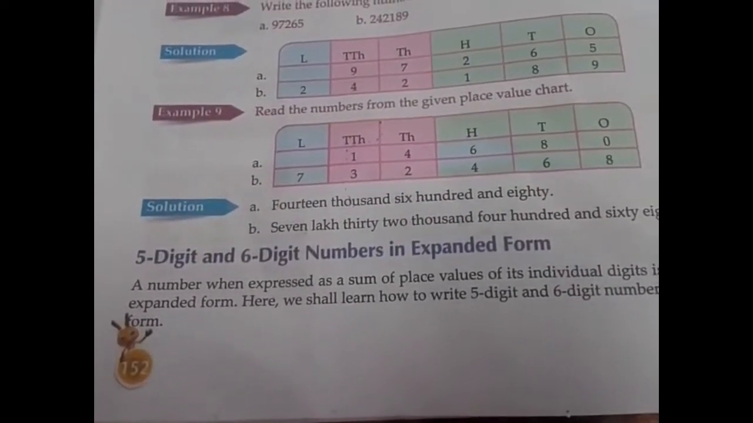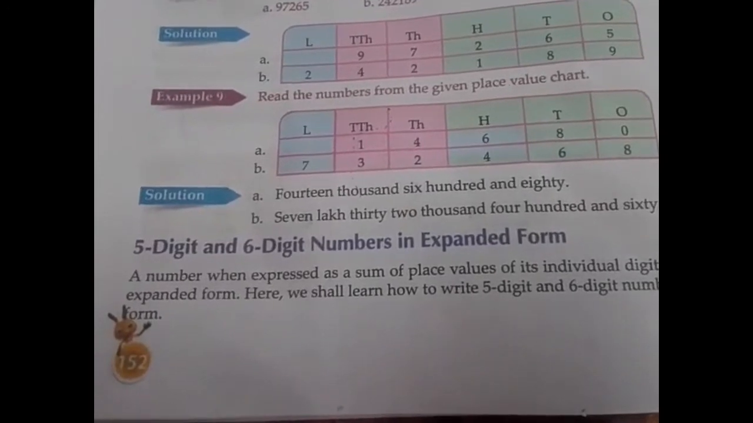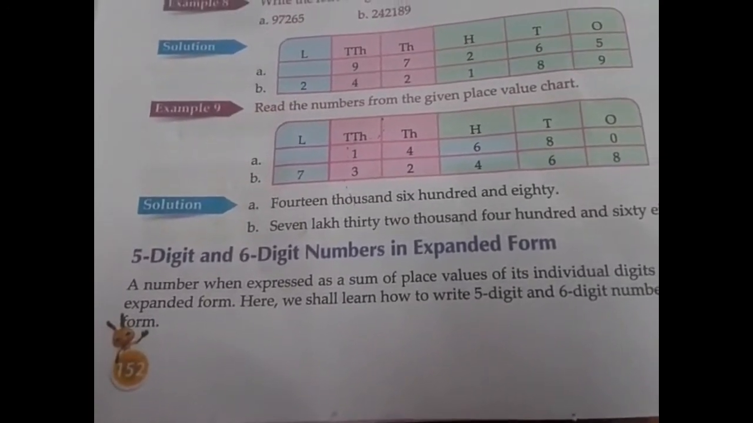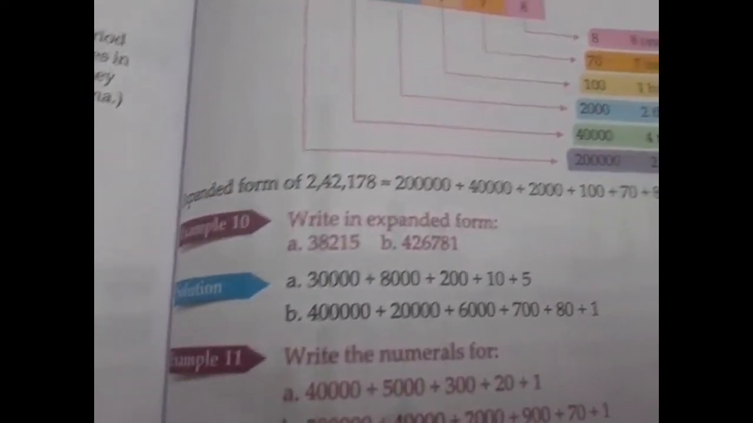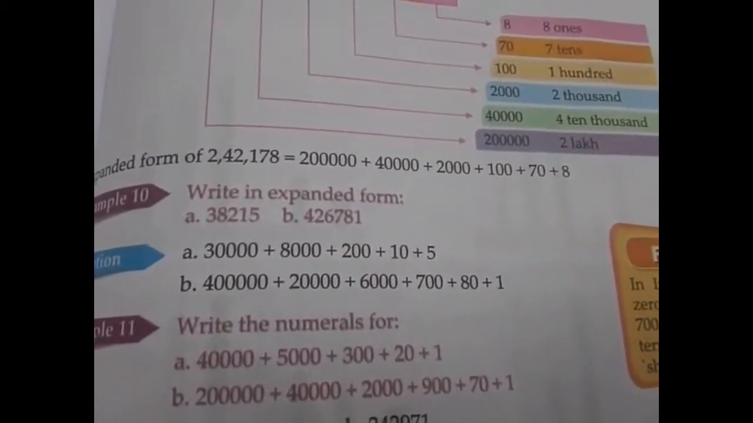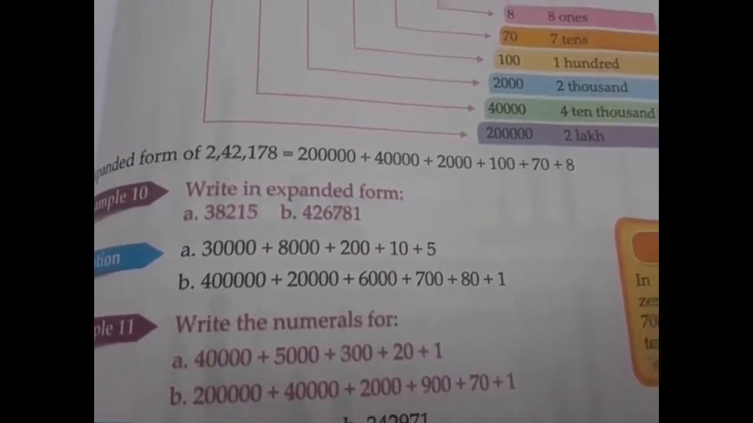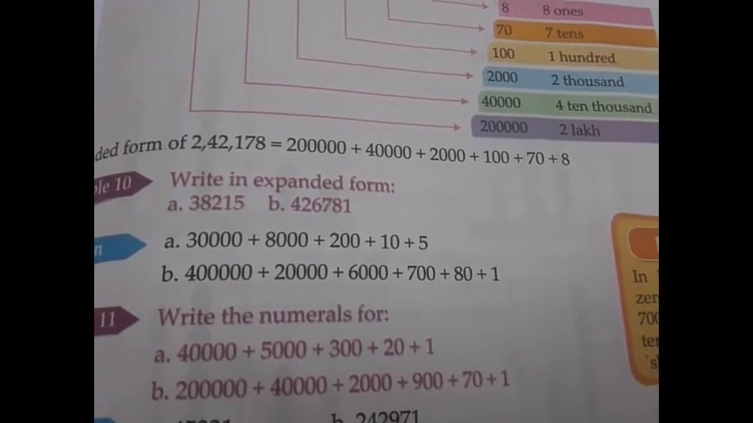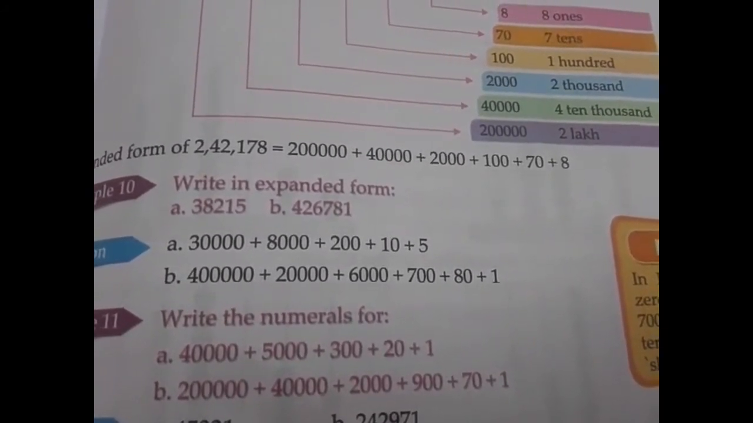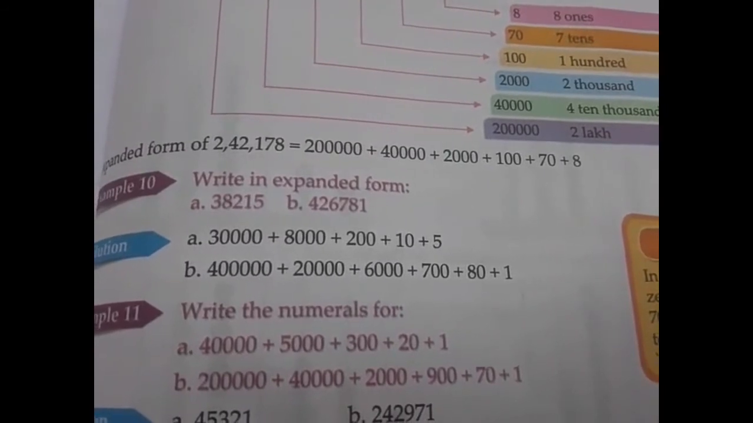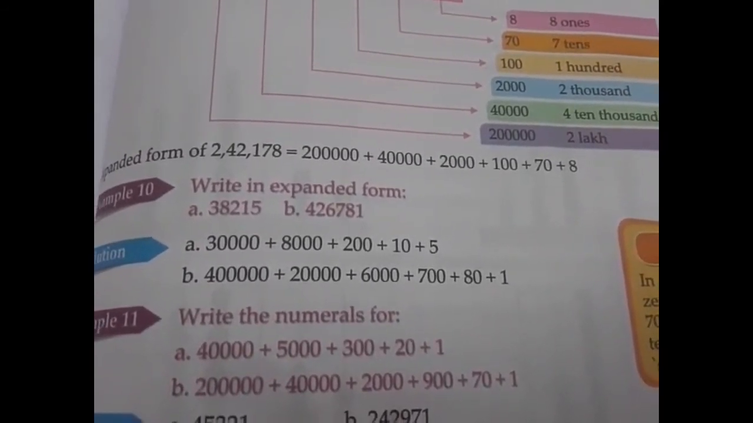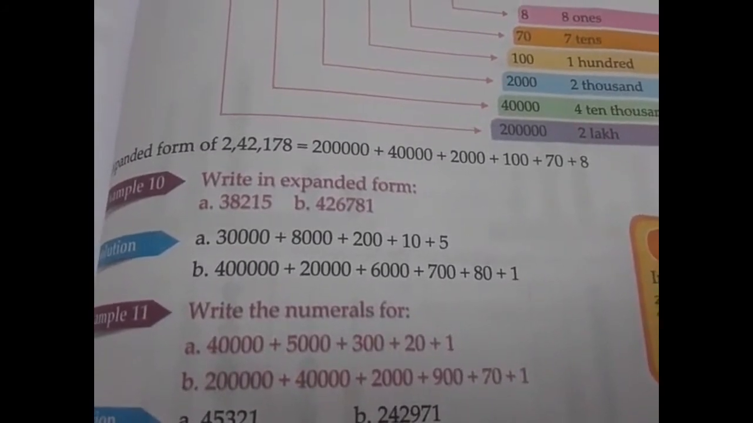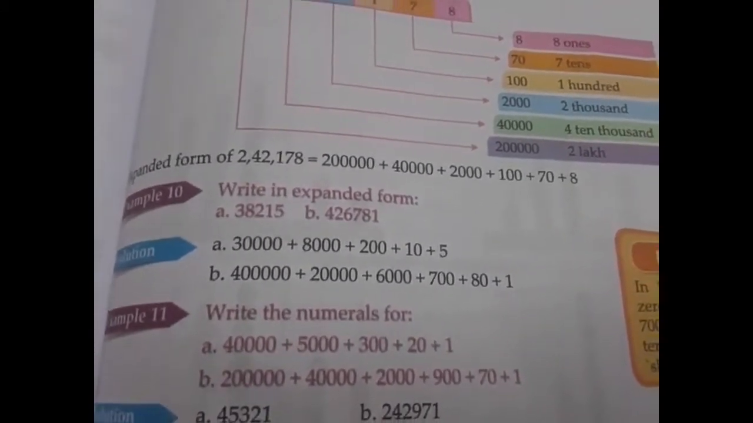Okay children. All of you open your page number 152. Here, 5-digit and 6-digit numbers in expanded form. What is expanded form? A number which can be expressed as a sum of place values of its individual digits is said to be an expanded form. Okay, here see the number here.